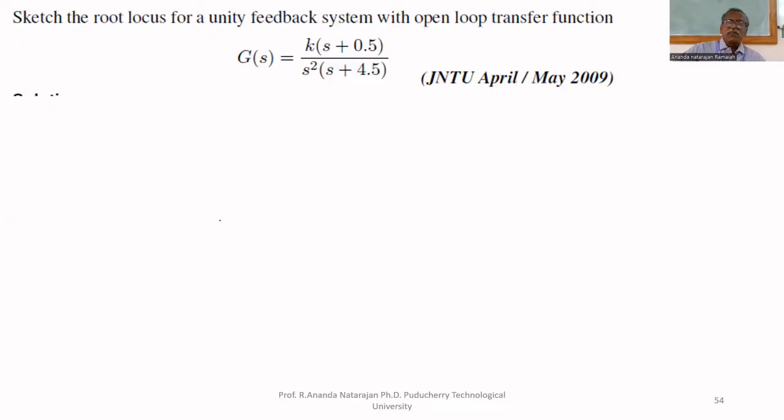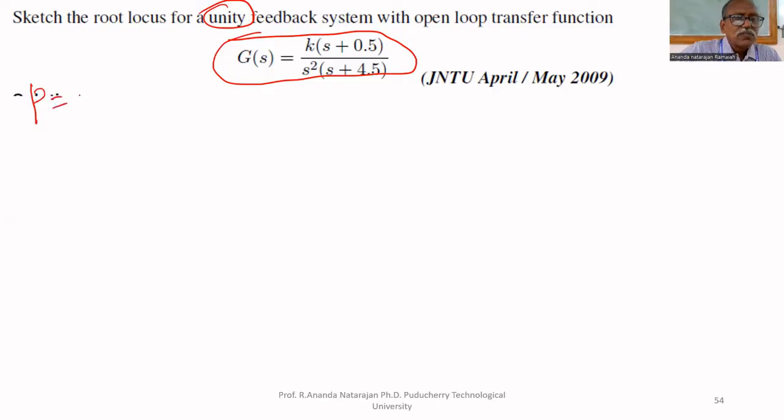Sketch the root locus for a unity feedback system with open loop transfer function G(s). Here it is mentioned that it is a unity feedback system, H(s) equal to 1. We have to draw the root locus. What are the poles? 0, 0, minus 4.5. And the zero, Z equal to minus 0.5.